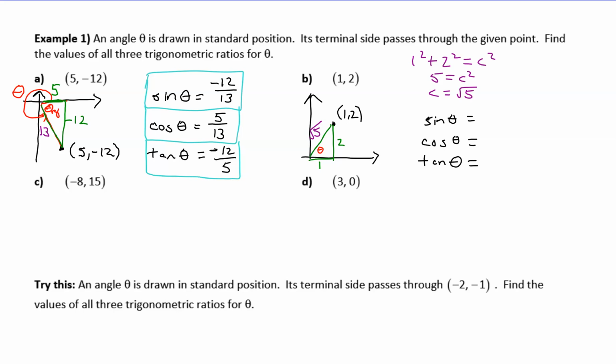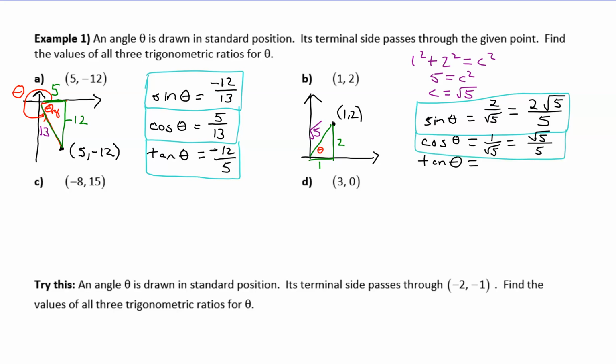Sine theta is opposite over hypotenuse, and this will need to be rationalized. So sine of theta is 2 root 5 over 5. Cosine of theta is adjacent over hypotenuse, and this will need to be rationalized. So cosine theta is root 5 over 5. Tangent theta is opposite over adjacent, and this can be simplified to a value of 2.